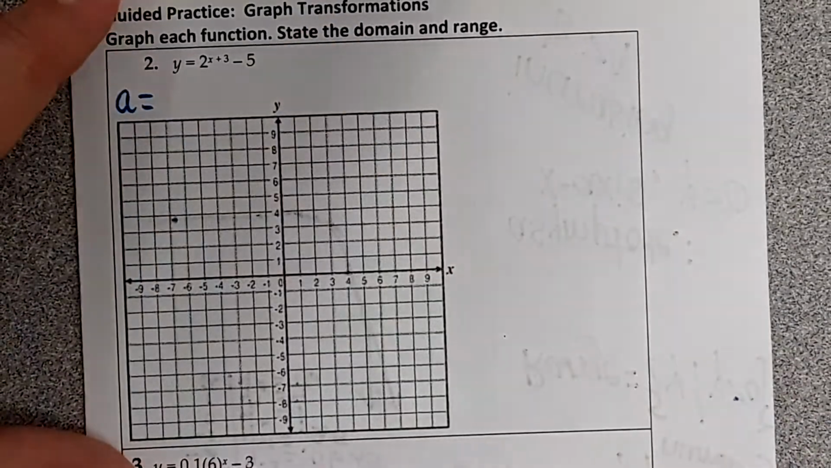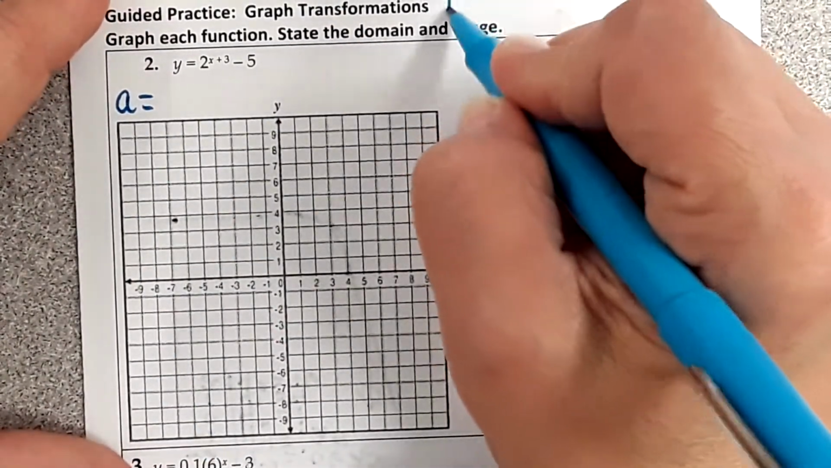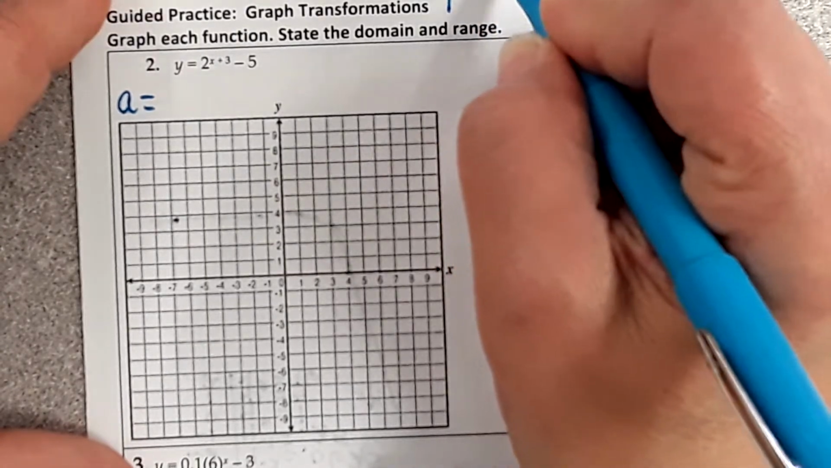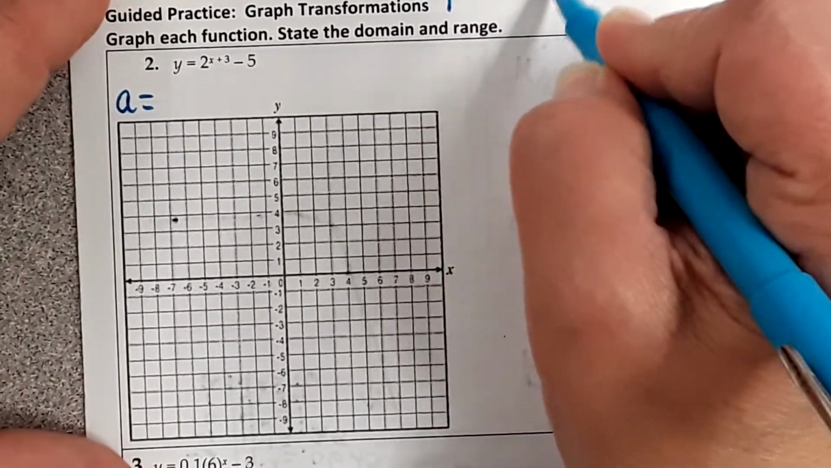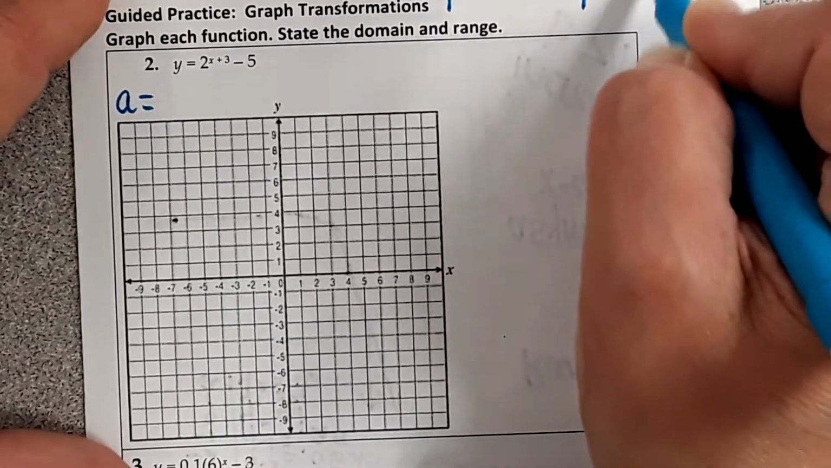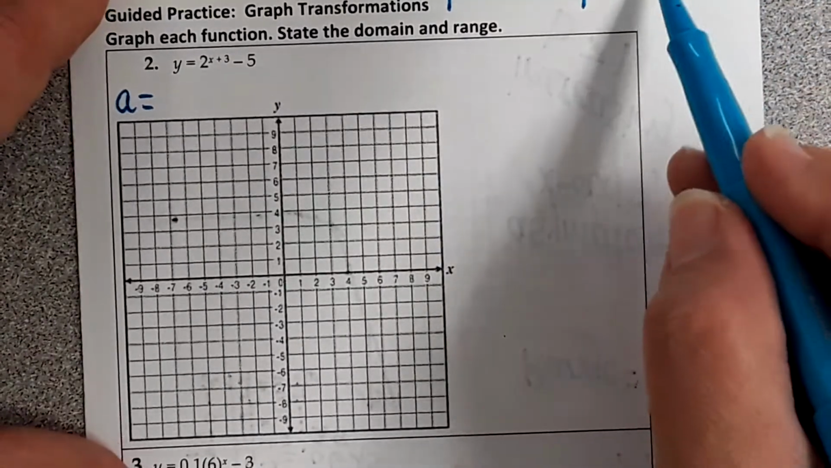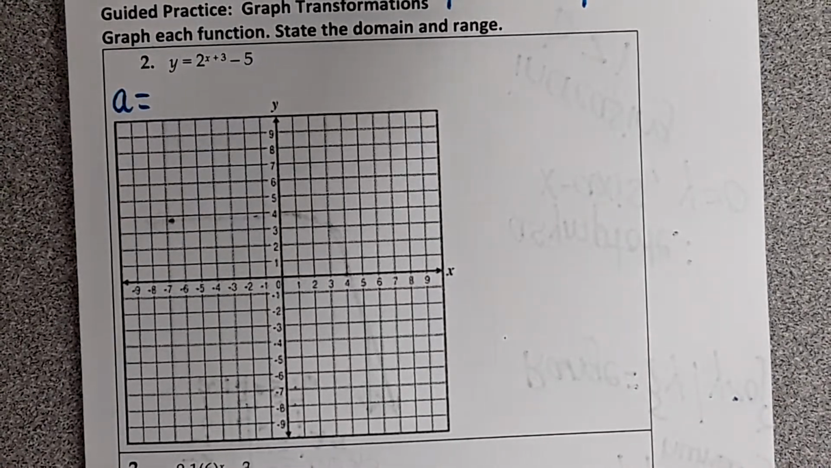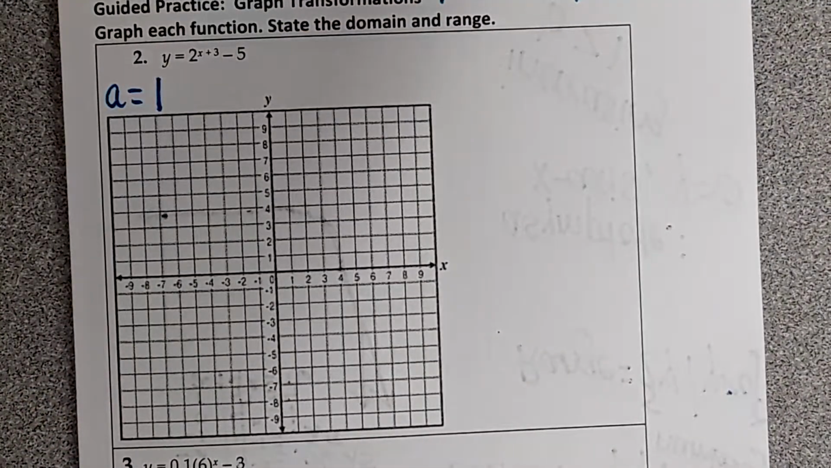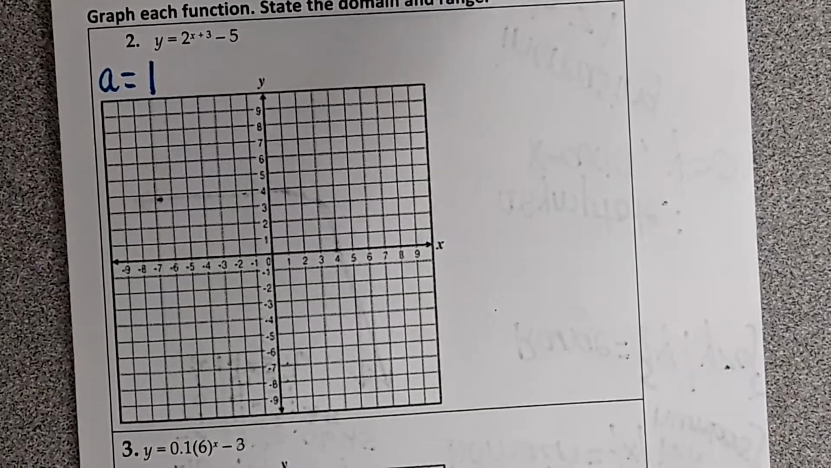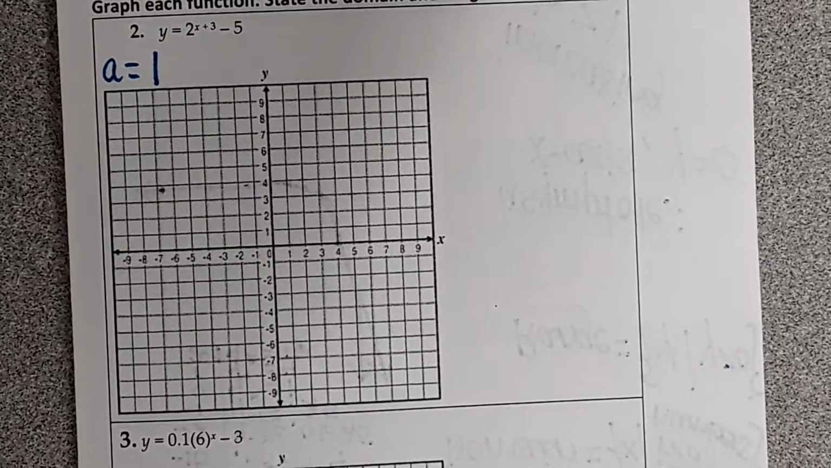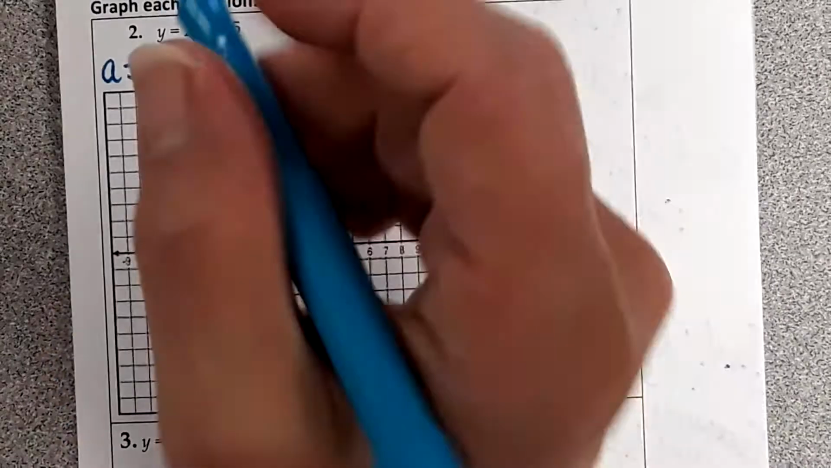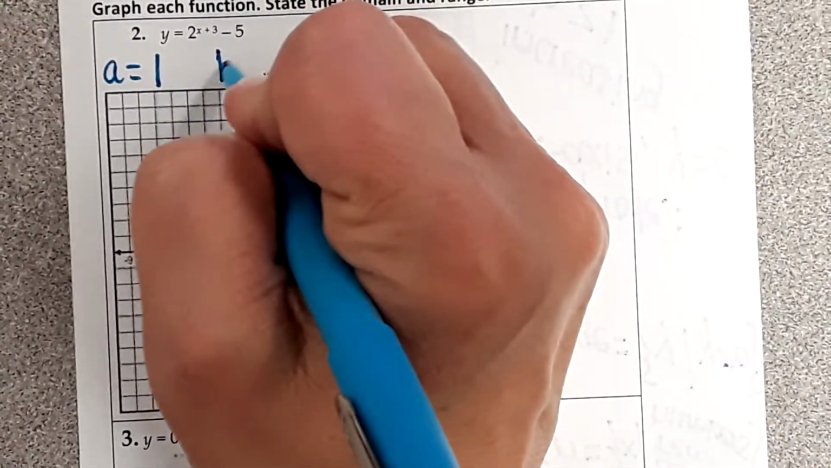Okay, so remember, our parent function is y equals b to the x, or y equals a times b to the x. So b to the x is our base. So is there any number in front of our base, in front of our b? So that means our a is 1. Okay, if you look at example 3, you guys, there is a number in front of our base. It will look like a number. So that leads me to my next question. What is my b?